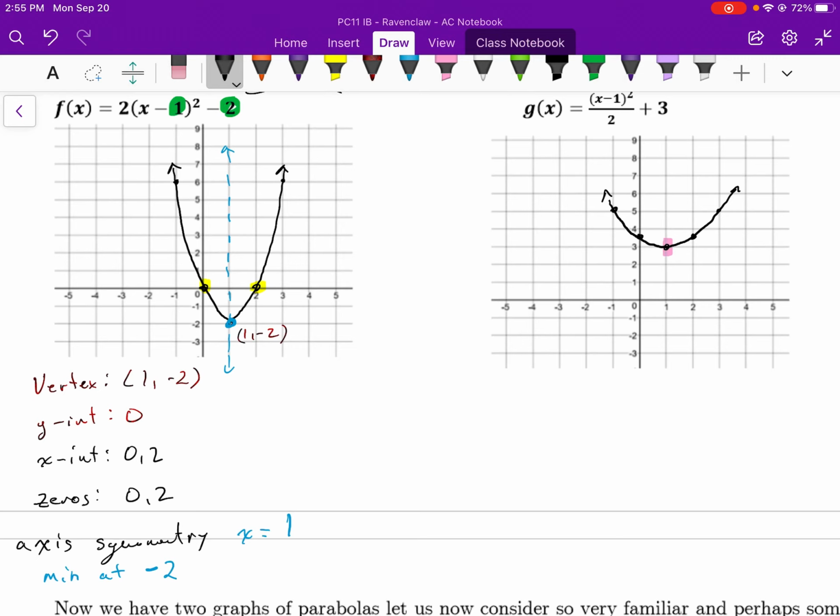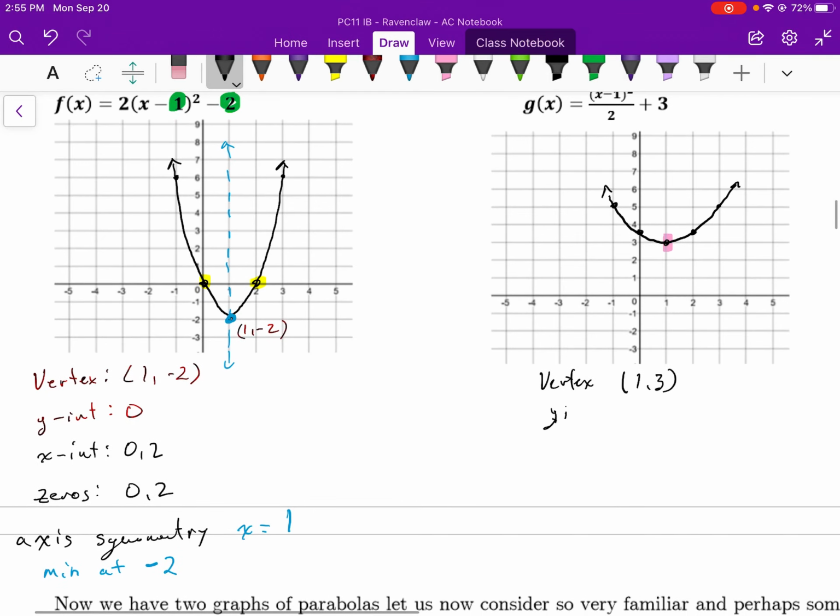All right, let's go to the second graph. I'm going to write vertex. My vertex on this graph looks like it is (1, 3). So it's almost the same as the other one, but not. My y-intercept, if you recall, is 7/2. You could put 3.5, and that is acceptable. But just be careful. You have to be flexible with the way you think of numbers.